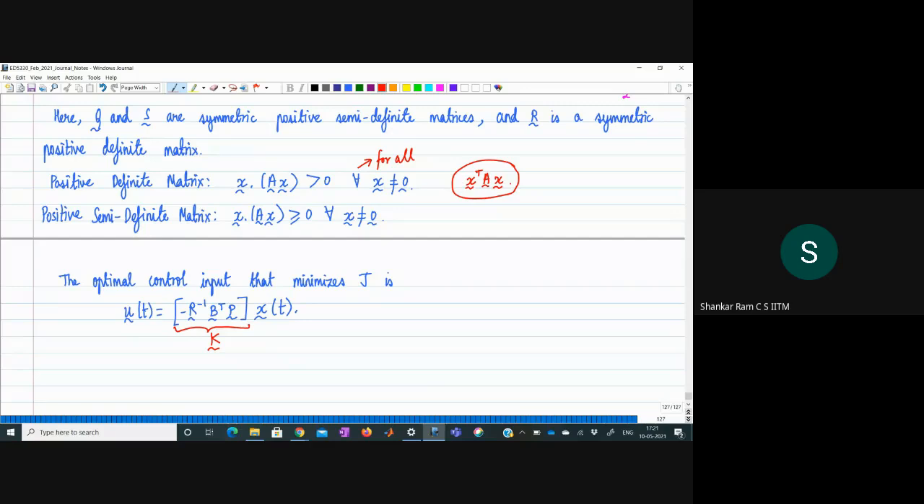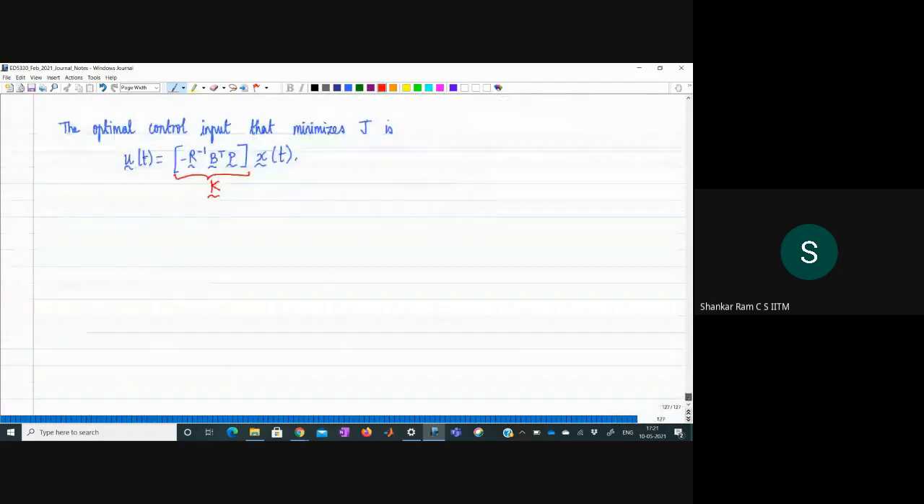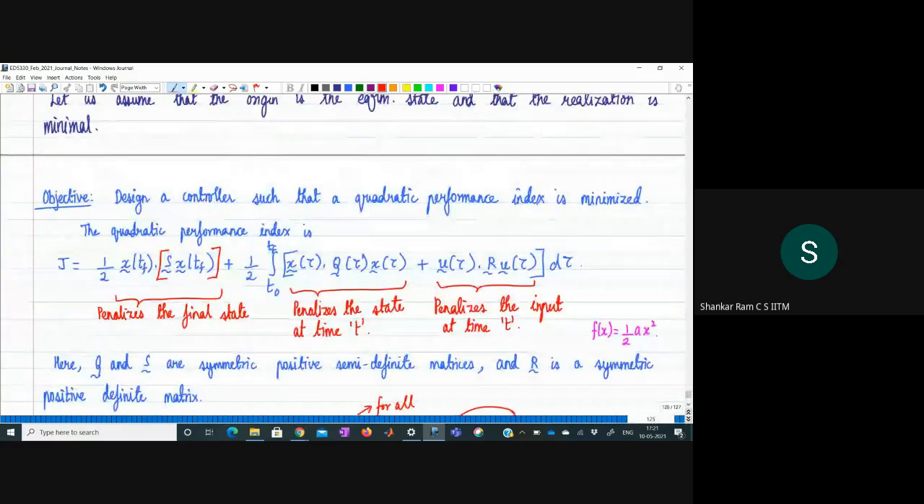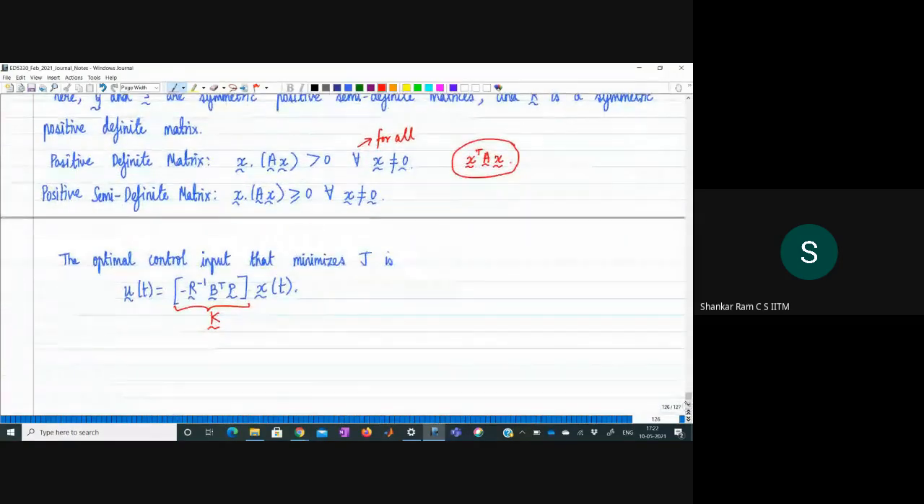We know what R is because R comes in the performance index, right? It is the positive definite matrix which penalizes the input. We know what B is because B is the input matrix which comes in the state space realization, right? So what is this quantity P or matrix P?